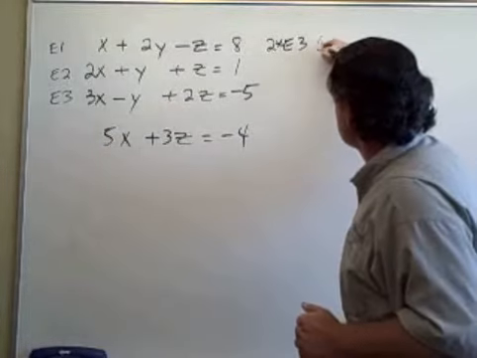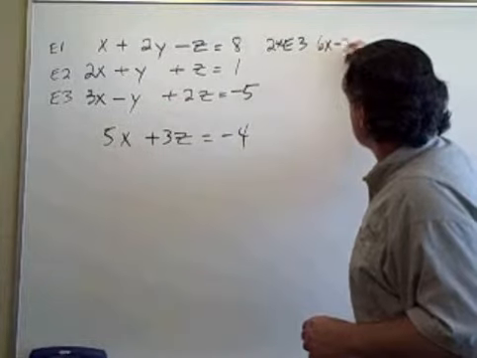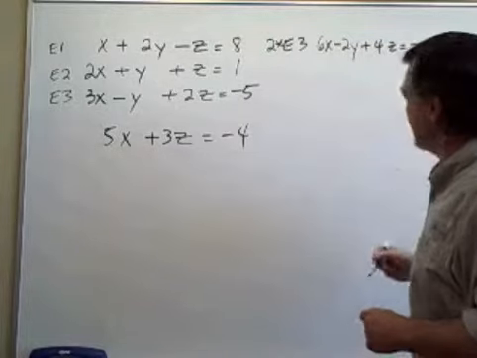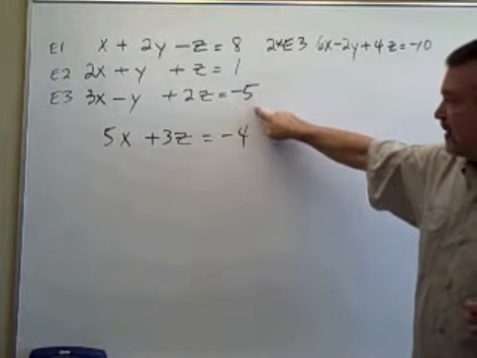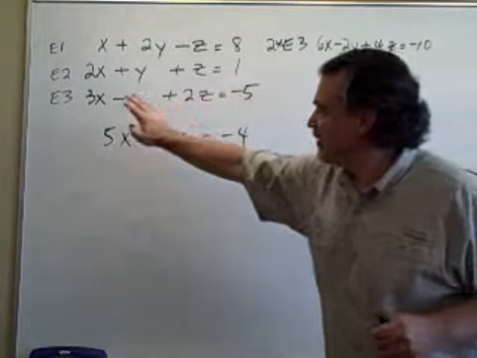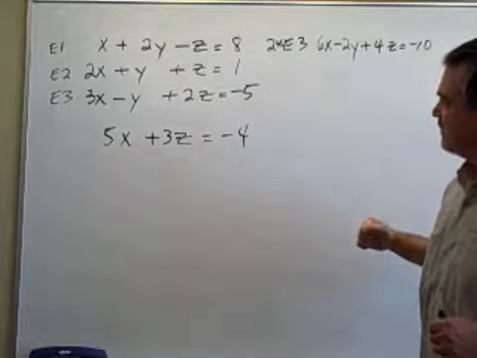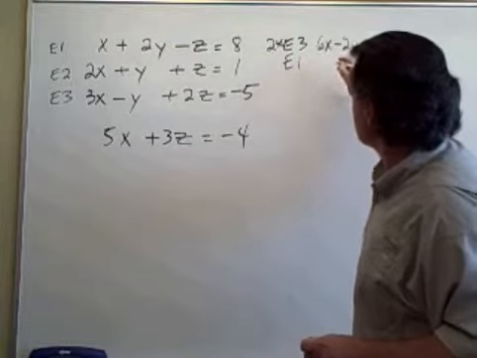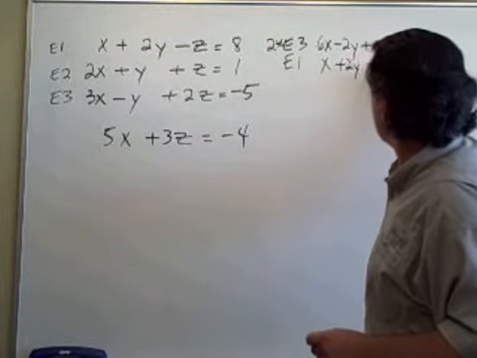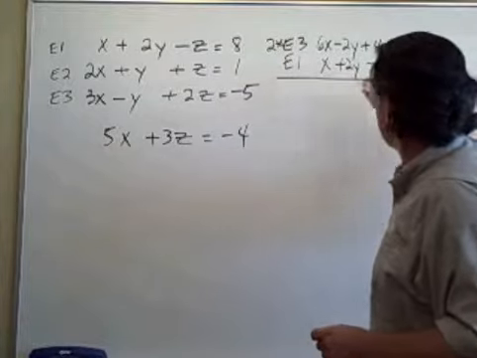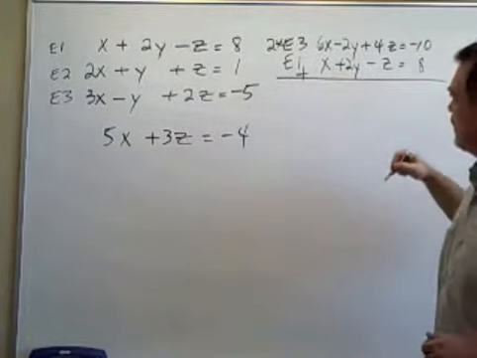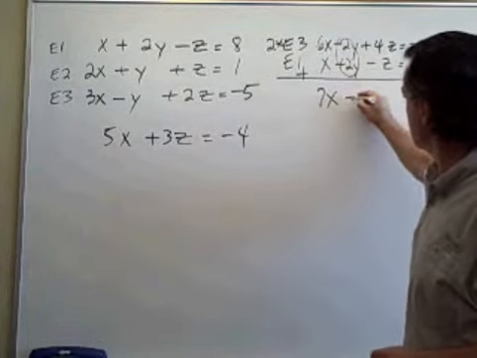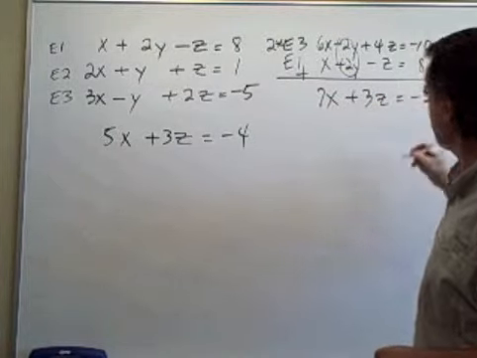2 times 3x will be 6x, minus 2y, plus 4z equals negative 10. Don't forget to multiply the constant by the same value. So I took every term of equation 3 and multiplied it by 2. And now let's add equation 1, which is x plus 2y minus z equals 8. And again, the y's disappear, so I have 6x plus 1x is 7x plus 3z equals negative 2.